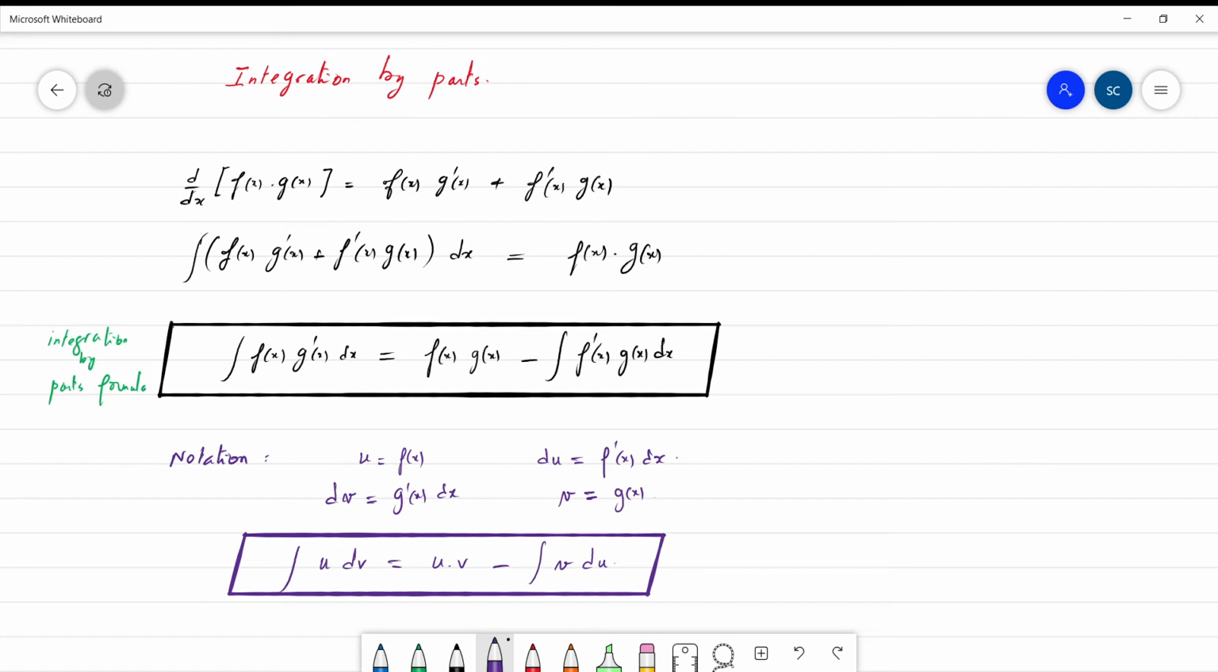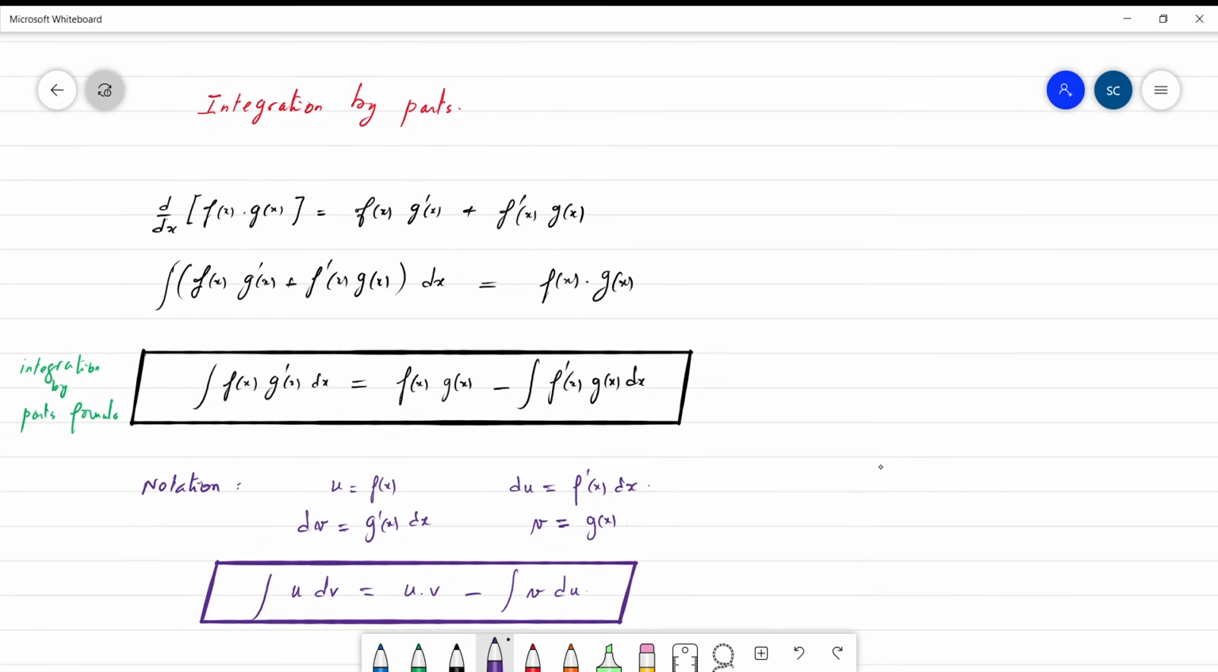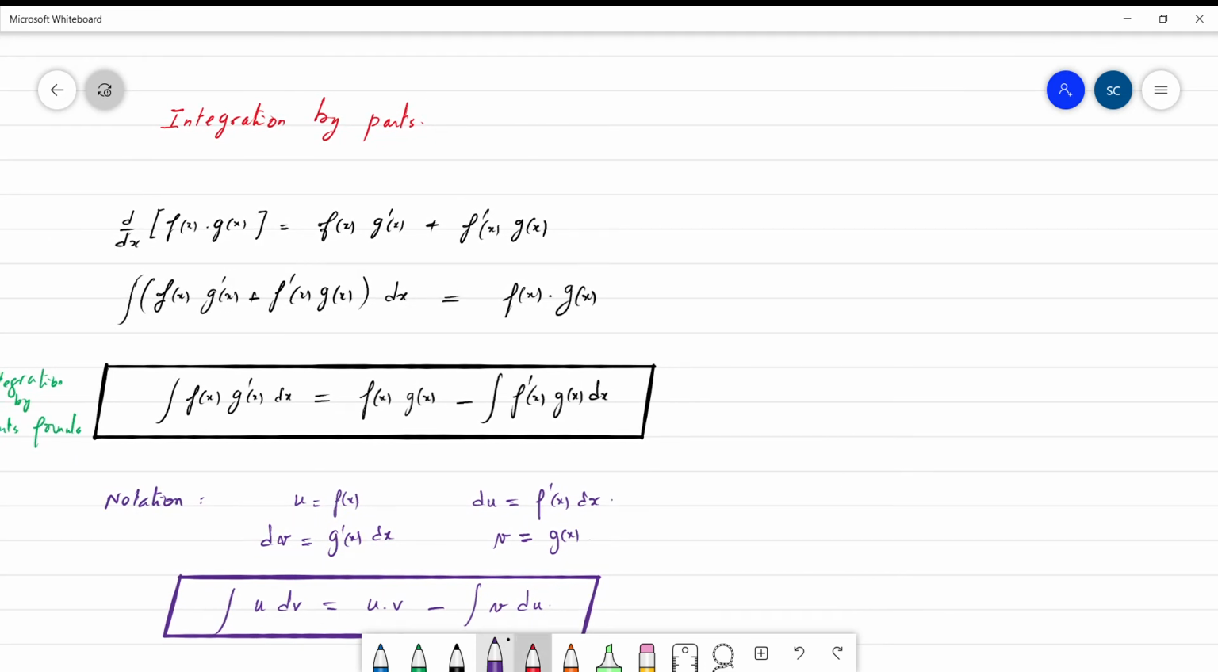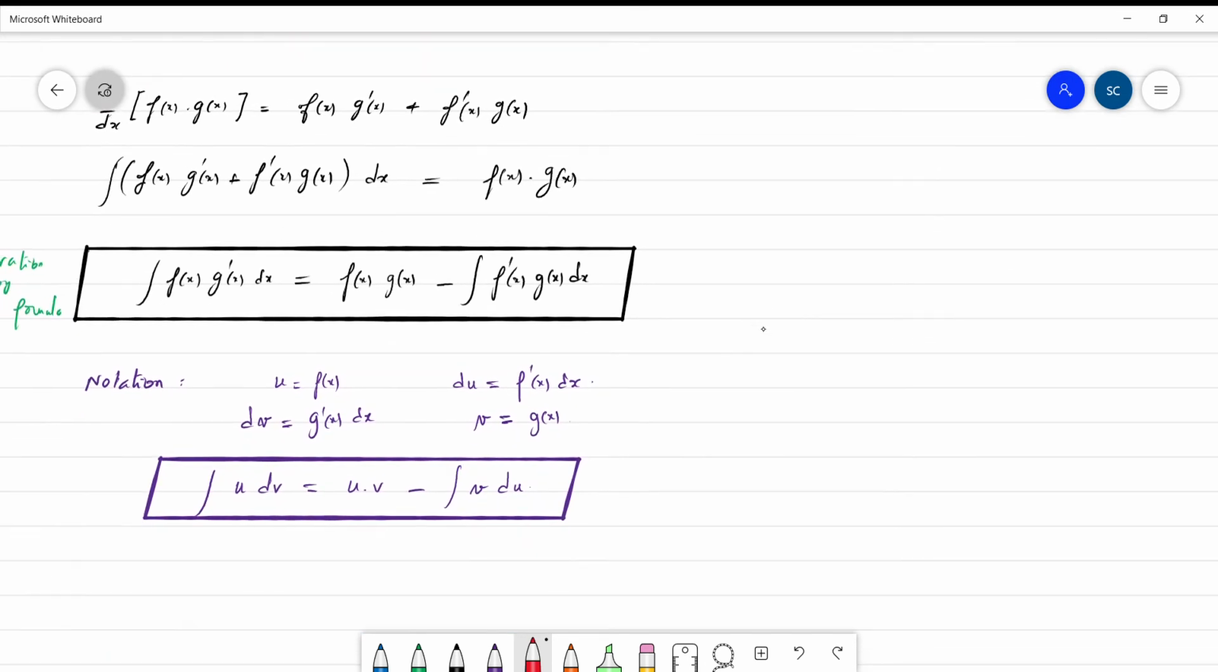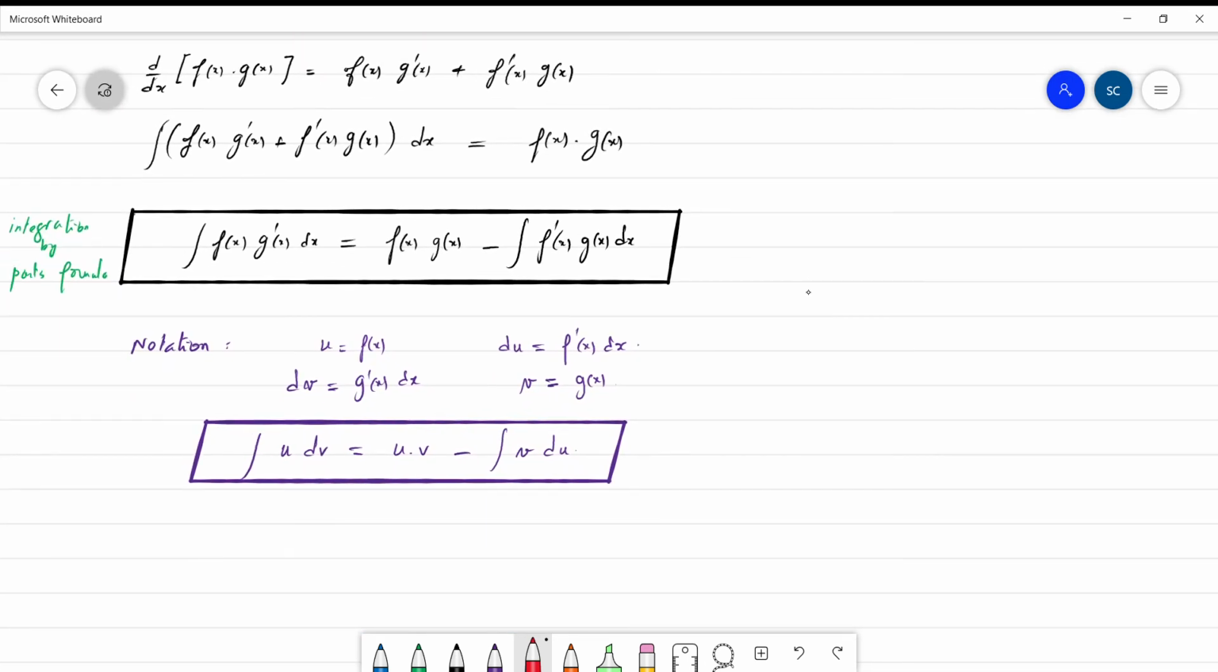It appears to be a simple idea, and it is, but with great applications and consequences. Now you will see we will increase the family of antiderivatives that we can handle. Let's see a first example.